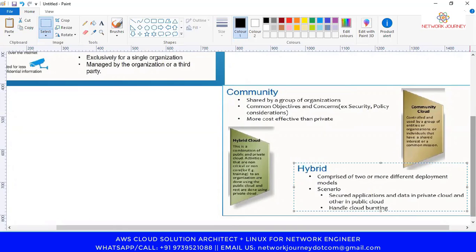So clear, friends, what is public cloud and what is private cloud? Clear. Okay. Any other doubts from anyone?